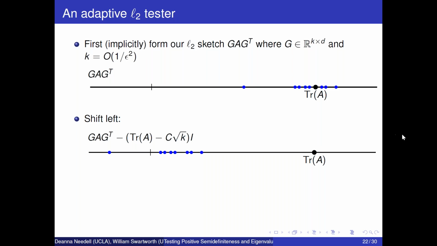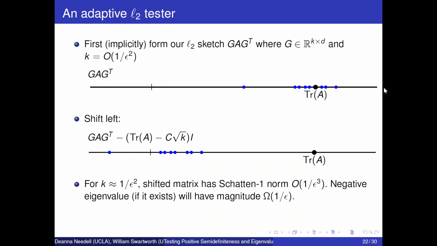Well, what we can do is this shifting algorithm that we talked about earlier. We shift GAG transpose by a multiple of the identity, which is roughly the trace of A minus this threshold we had where the negative eigenvalue is in the sketch, if it exists. By doing this shifting, we make this suspiciously small looking eigenvalue negative, and all the other ones are positive. If you work out the parameters, it's not very important, but the shifted matrix has Schatten 1 norm of about 1 over epsilon cubed. The negative eigenvalue, if it exists, has value 1 over epsilon.